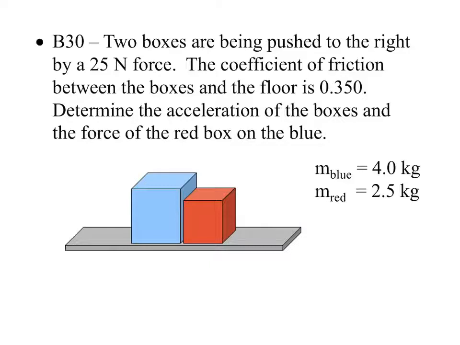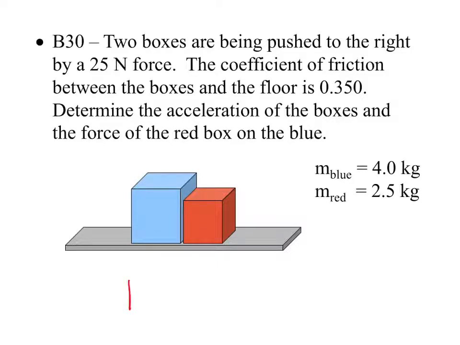Okay? So we have a coefficient of friction, meaning, of course, there is friction here. So that's 0.35. So we need to determine the acceleration of the boxes and the force of the red on the blue. Okay? But the thing is, think about it. Equal and opposite. So the force of the red box on the blue box, is that going to be the same as the force of the blue box on the red box? Absolutely, they're just going to be in different directions. Okay? So something for us to consider.